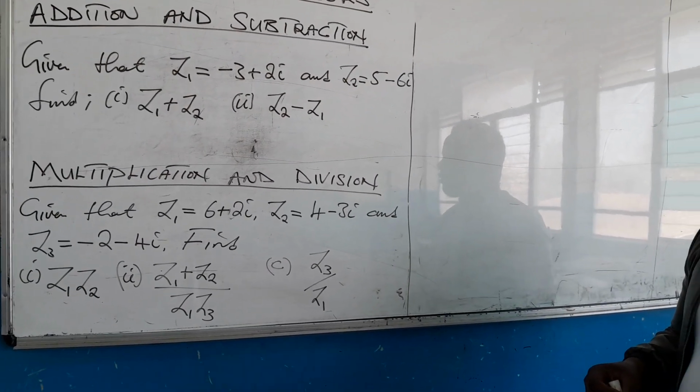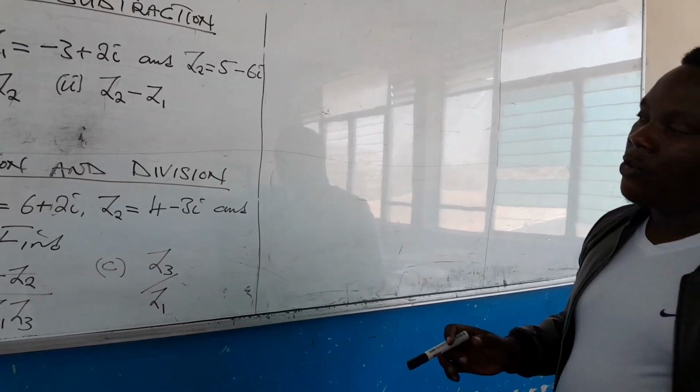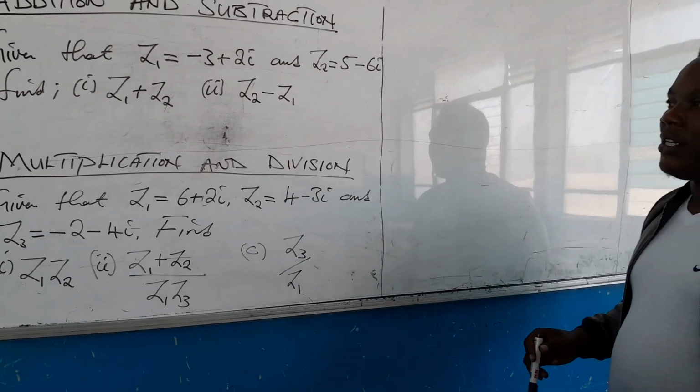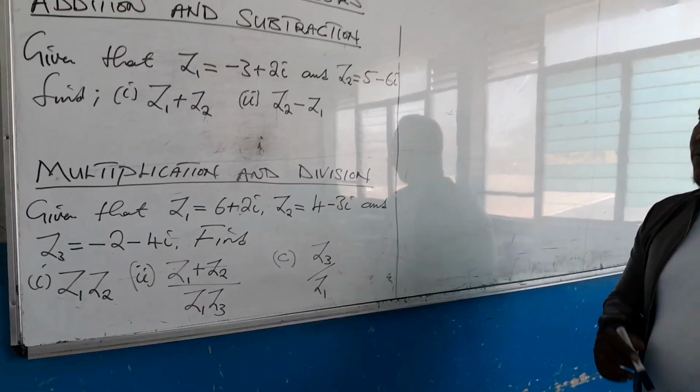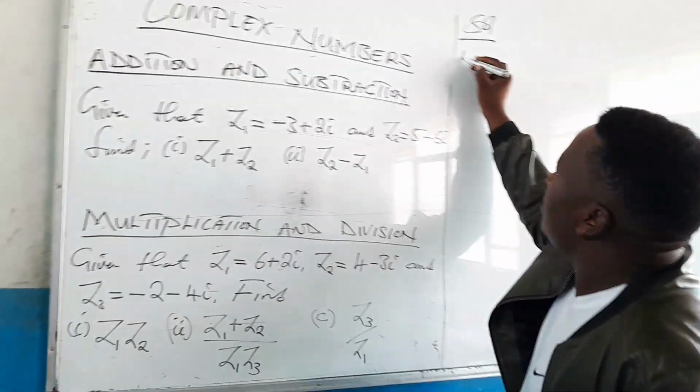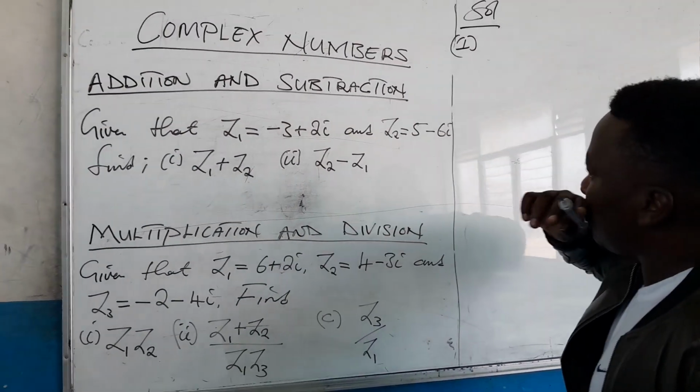to be added to the real part. The imaginary part is supposed to be added to the imaginary part. The same goes with subtraction. You subtract what is real from what is real, what is imaginary from what is imaginary. So let's check that out. So solution, for example 1.